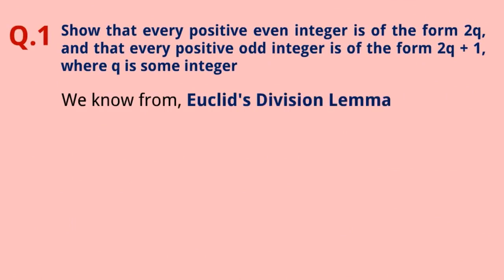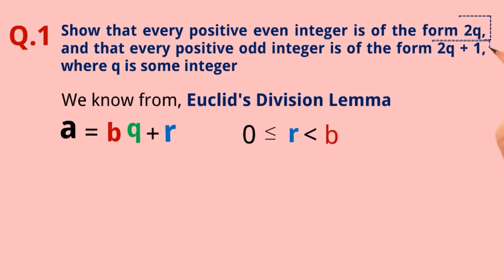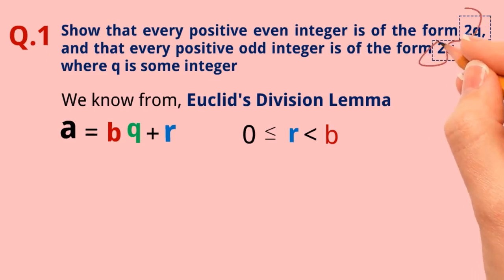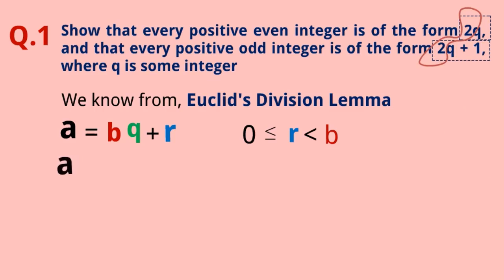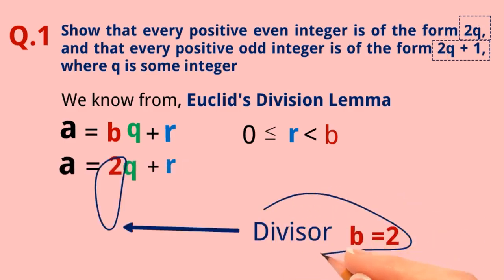We know from Euclid's division lemma a is equal to bq plus r, where r is greater than or equal to 0 and less than b. So from this question, if you see 2q and 2q plus 1, here what is 2? 2 is the divisor. We know from Euclid's division lemma a is equal to 2q plus r. So 2 is the divisor. Now from this Euclid's division lemma we can say r is greater than or equal to 0 and less than 2.